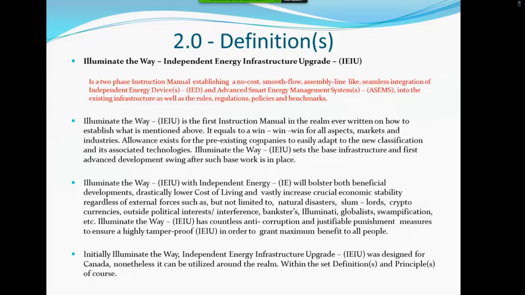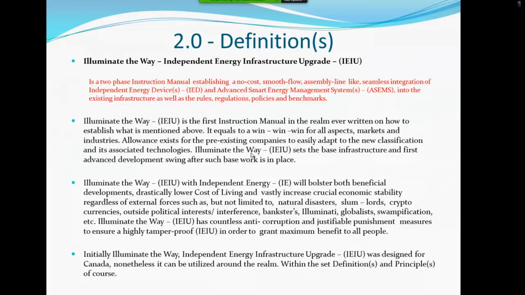So Illuminate the Way is the first instruction manual in the realm ever written on how to establish what is mentioned above. It equals a win-win-win for all aspects, markets, and industries. Remember, Milk Marine Energy Productions Limited, we're not landscapers. We do not cut grass. We just rearrange a few blades, and that's what this is doing. Just rearranging a few blades. We're not out to mow any competition down or anything.